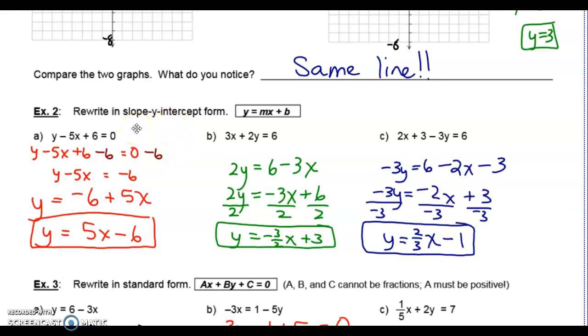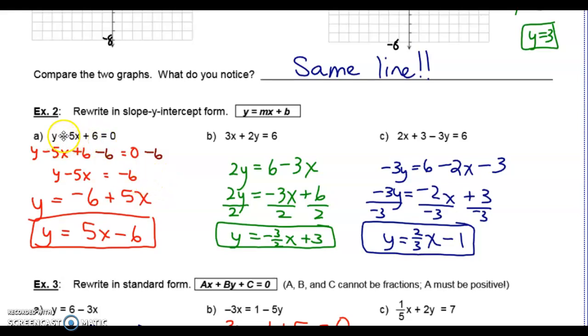So recall, when I move numbers or variables from one side of an equal sign to the other, what I'm actually doing is the opposite operation to both sides. So for example, for this positive 6, to move it over, what I'm actually doing is subtracting 6 from both sides. That's what actually happens, right? So take this positive 6, move it over, and I end up with y minus 5x equals negative 6.